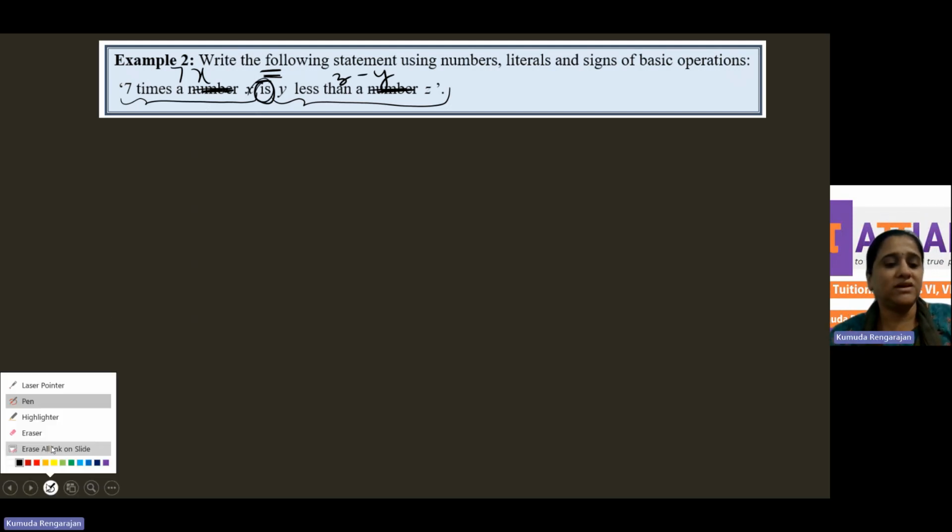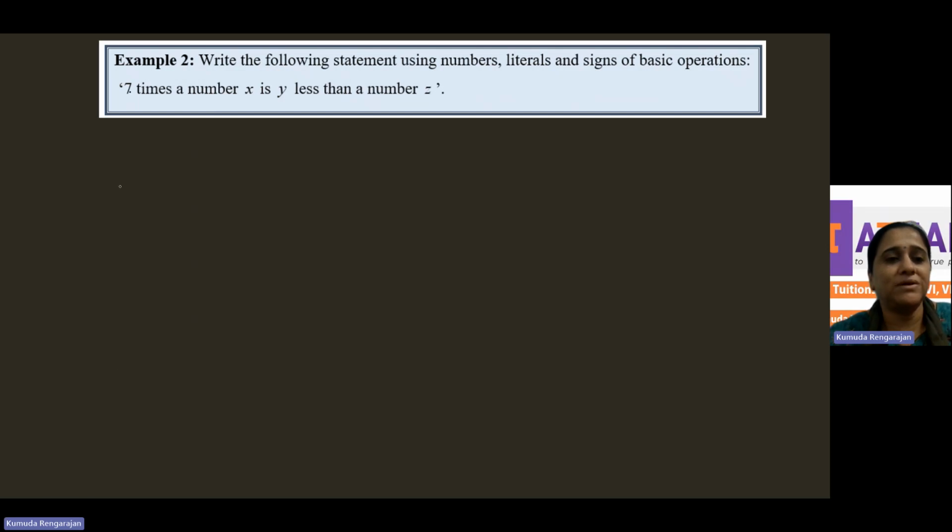Now, is means equal to. So 7x is equal to z minus y is the equation. This one is an algebraic equation. This one is not an expression. The result for this statement is an algebraic equation, not an algebraic expression, because it has an equal to sign. And from where did we get the equal to sign? Is. Is means equal to.